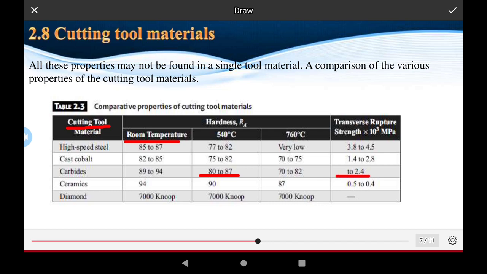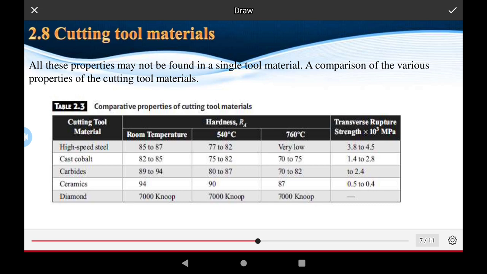The ceramics at room temperature, 94%, and the hardness of the strength is 90 to 94 hardness at 540 degrees Celsius to 90 degrees Celsius, and at 760 degrees Celsius to 87. Transverse rupture strength is 0.5 to 0.4 times 10 to the power 3 megapascal.